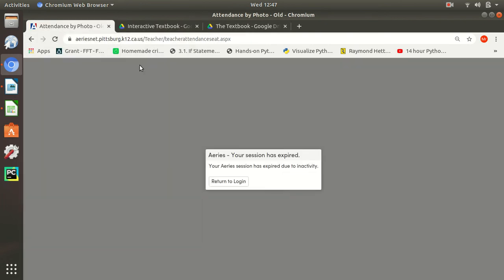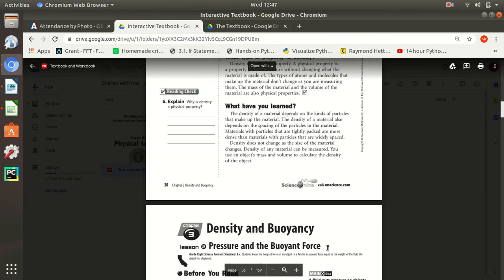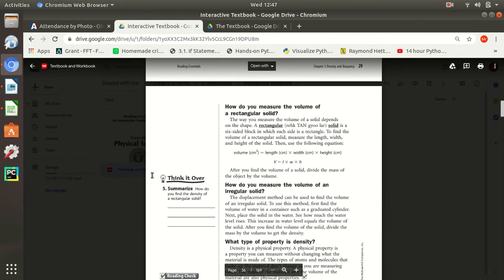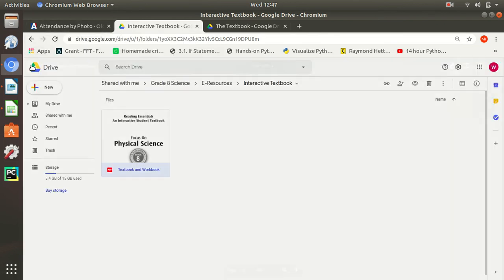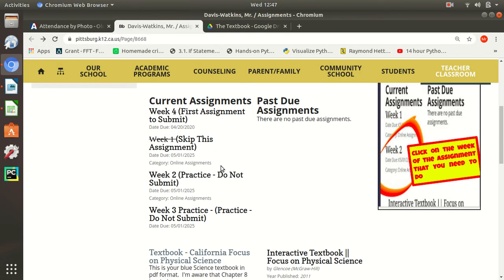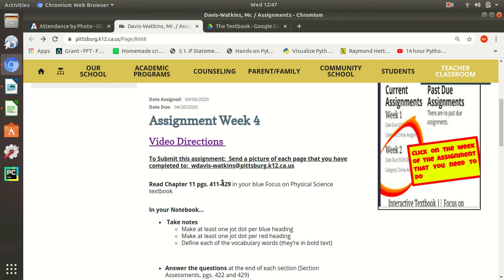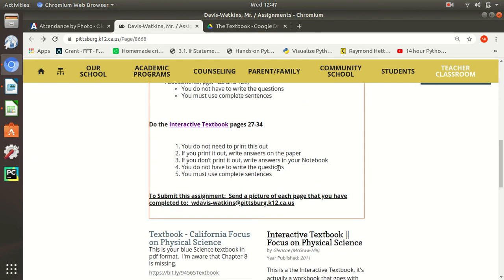Then all of those things you have in your notebook, all of the flashcards you made, your foldables, all of those things, take a picture of each thing and send it to, I'll show you one last time. Send it to my email address. Submit this assignment. Send a picture of each page that you have completed to this address. wdavis-watkins at pittsburgh.k12.ca.us. Make sure you're going through these instructions and using them.